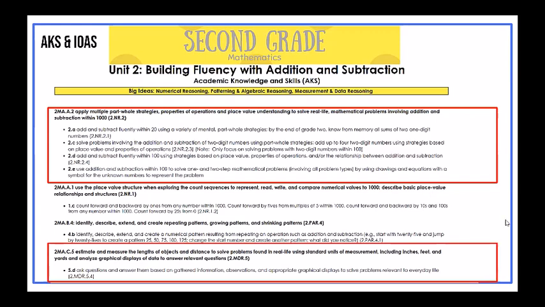About halfway through the unit, we will cluster IOAs 2A, 2D, and 2E with AKS 5, IOA 5D. At this point in the unit, students will use data and reasoning strategies to solve problems involving adding and subtracting 2-digit numbers within 100.